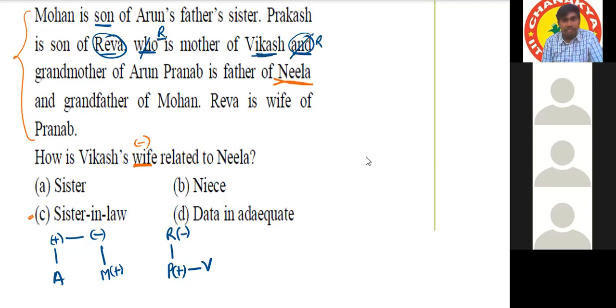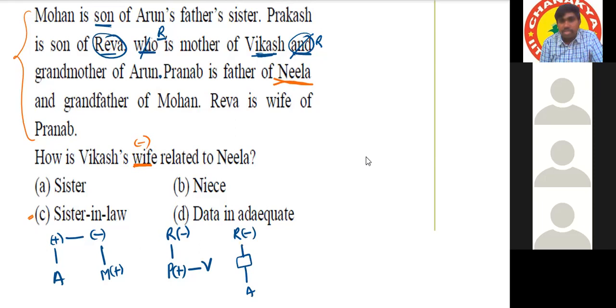R is the grandmother of Arun. Here there should be a full stop. R is the grandmother of Arun, so can we say whose child Arun is? Yes or no, sir? That's why I'm taking it like this: R is the grandmother of A. We don't know the person here.